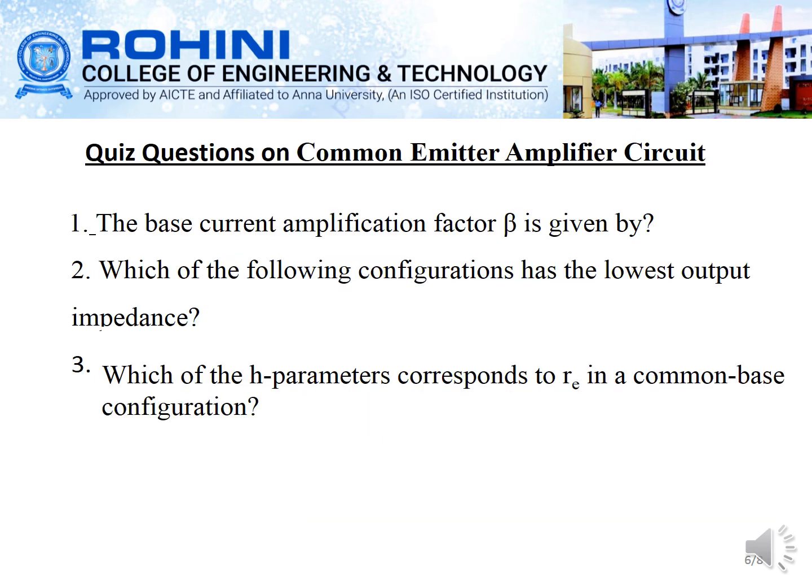Quiz questions on this common emitter amplifier circuit. First one: the base current amplification factor beta is given by? The next one: which of the following configurations has the lowest output impedance? And which of the h parameters corresponds to RE in a common base configuration?